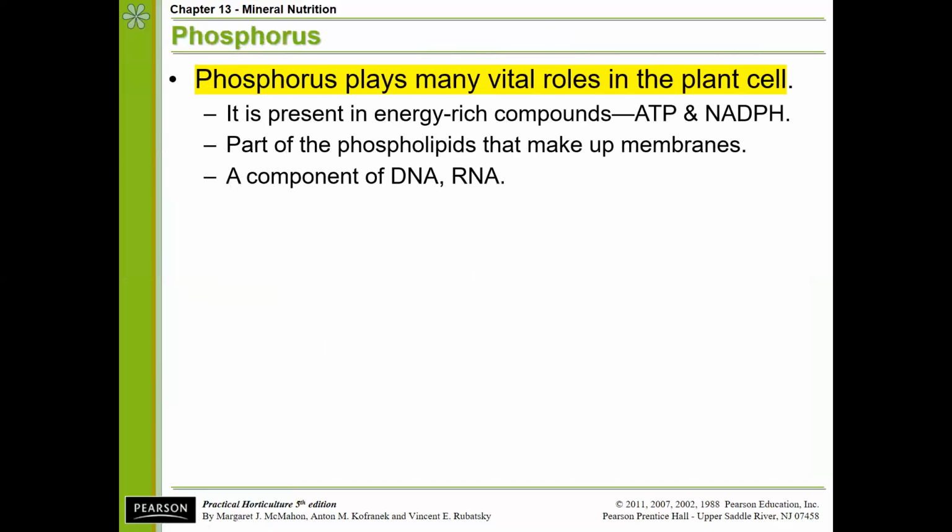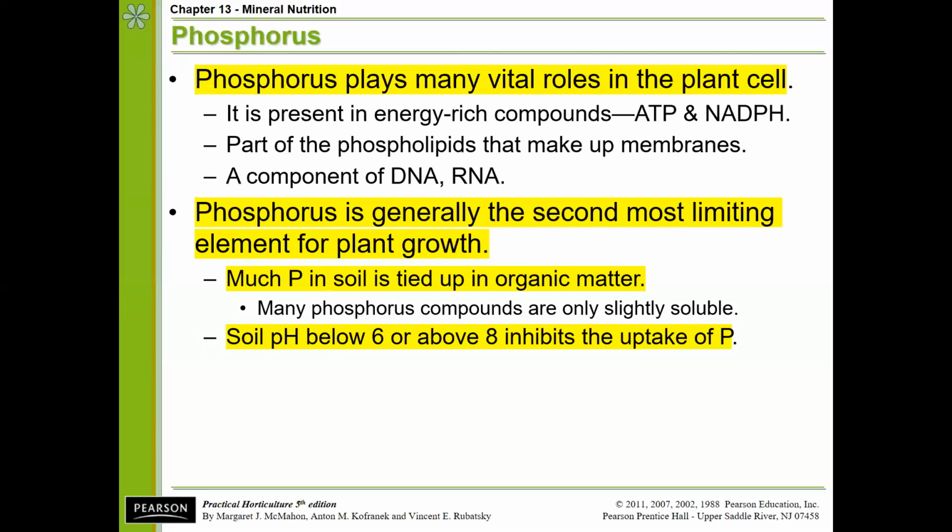Phosphorus, of course, is another one of our major macronutrients, P, and it plays many vital roles in the plant's cells. First, it's present in the energy-rich compounds in these energy transport chains of ATP and NADPH. It's also part of the lipids that make up the membranes, known as phospholipids because they have phosphorus in them. And it's also a component of both DNA and RNA. So phosphorus is incredibly important and often looked at as the second most limiting element for plant growth.